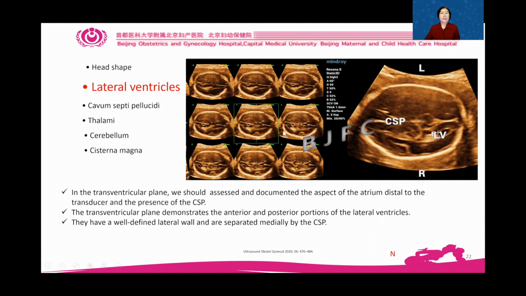Now, let's look at the lateral ventricles. This is the smart plane. We can see the pictures. You can see the transventricular plane. We should assess and document the atrium distal to the transducer and the presence of CSP here. Transventricular plane: anterior and posterior portions of the lateral ventricle here.